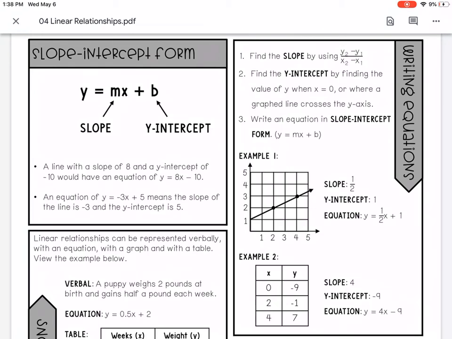So I want you guys to remember slope-intercept form. That is our y equals mx plus b formula, and that m represents our slope and our y-intercept is b. A y-intercept is where the line crosses the y-axis. So if we look on the right, we can see that our y-intercept is 1 because it starts at 1. That's where it crosses the y-axis.